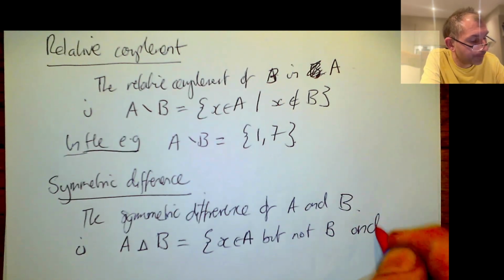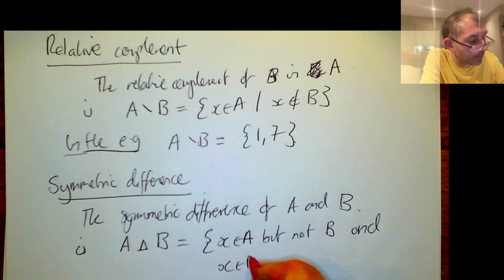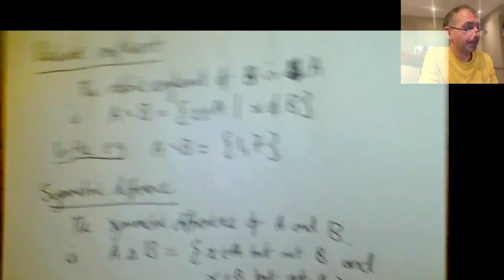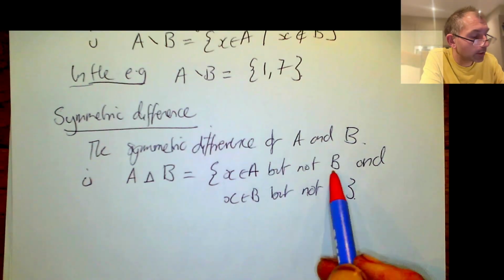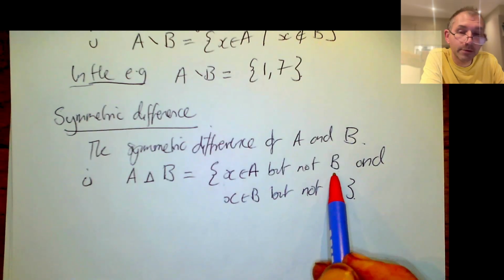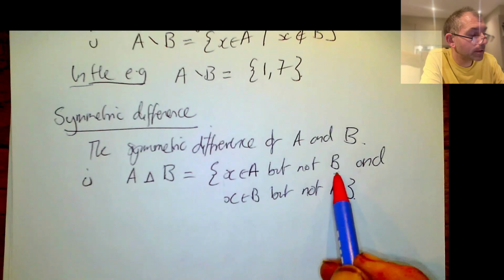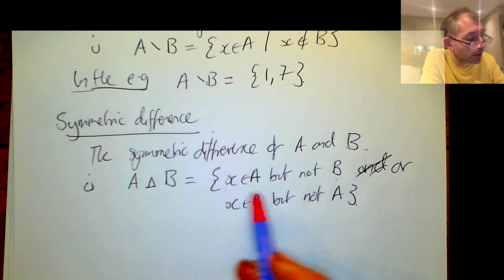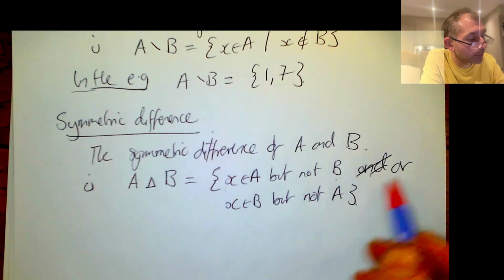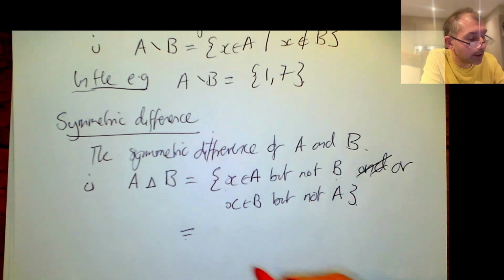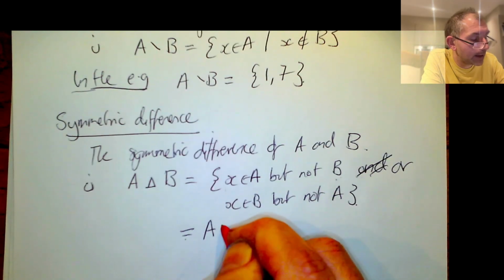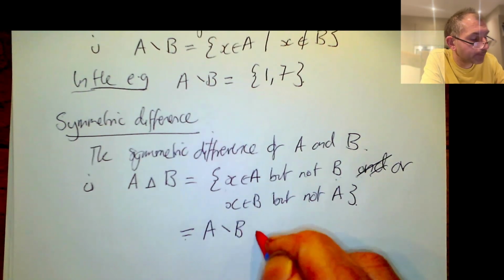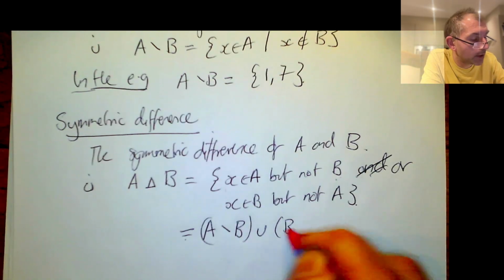and X in B but not A. Okay, so in fact we've seen how to describe the stuff that's in A but not B. It's just the relative complement. But we're taking the relative complement and then, so I should say there, or, so taking all the stuff that's in A but not B, or B but not A. So the way to describe that is A set minus B union B set minus A.